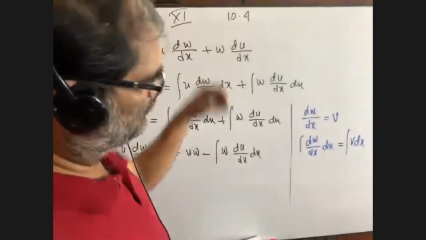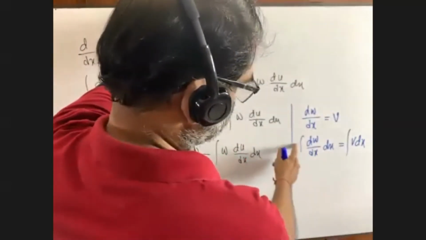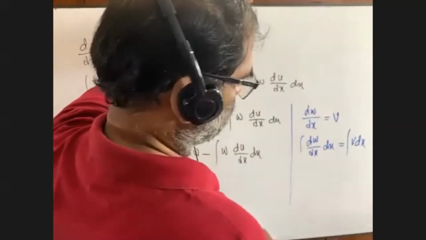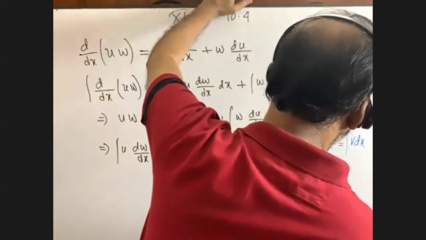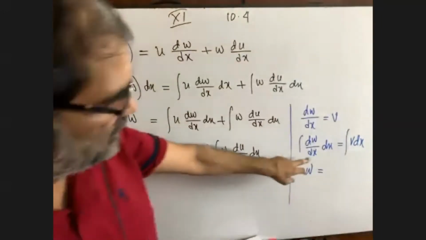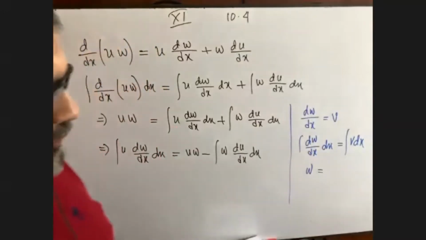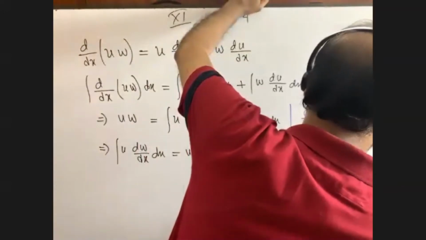Now you see, dx will be omitted, integration and differentiation will be repulsed. So in the new left hand side we are left with only w. W is equal to, have you seen, dx will be omitted, integration and d will be repulsed. So w is equal to integration sign v dx.